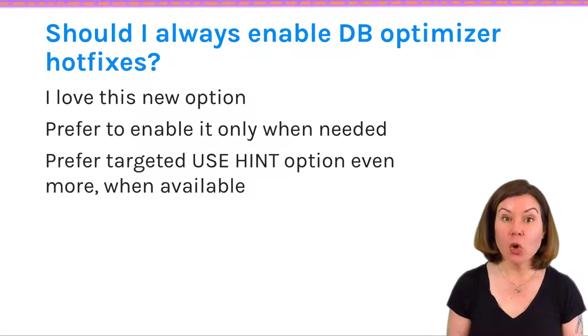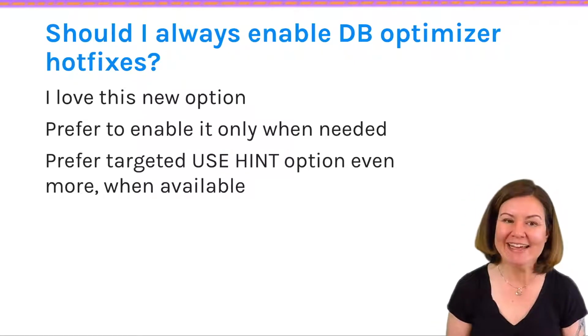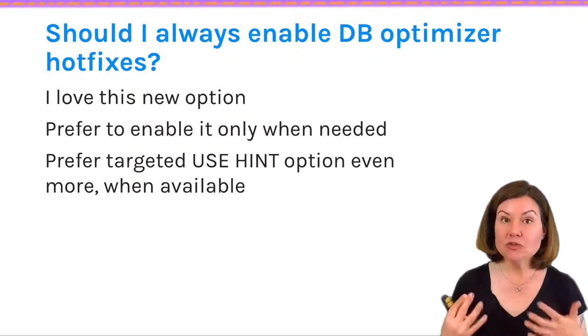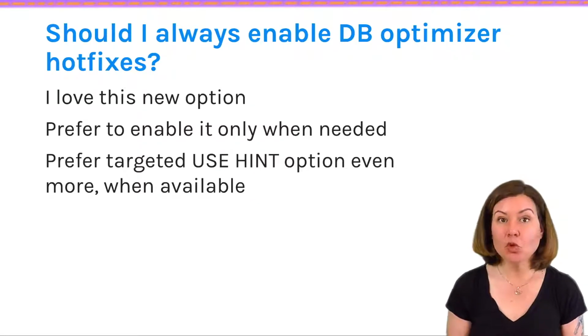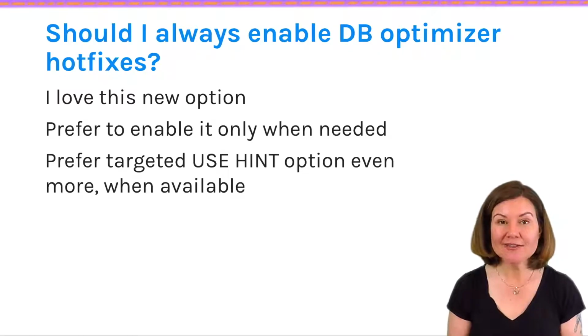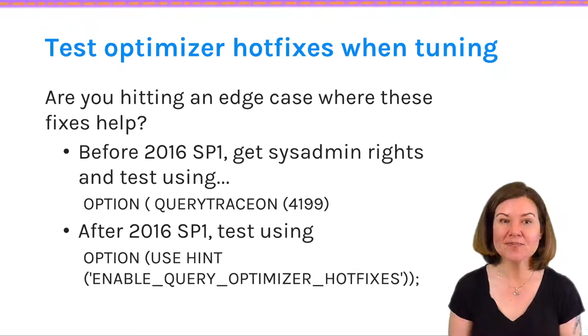I do prefer to only enable it when I know that I need it and I know that I am fixing at least one specific thing, because with every feature that we use, there's always a risk. I prefer that targeted use hint option when available to say, okay, I'm going to fix it for these queries. Of course, I have to have the ability to apply it to specific queries.